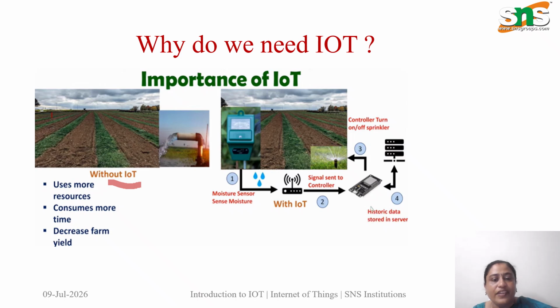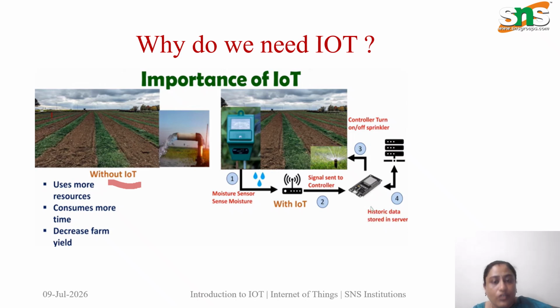If the same field has an IoT device attached to it, for example, check here. Here the moisture sensor is attached. The sensor senses the information and sends the signal to the controller through the internet. Through the controller, it switches the sprinkler on when adequate water is not available. If the adequate water is reached, it switches off the sprinkler. So there is no human intervention.